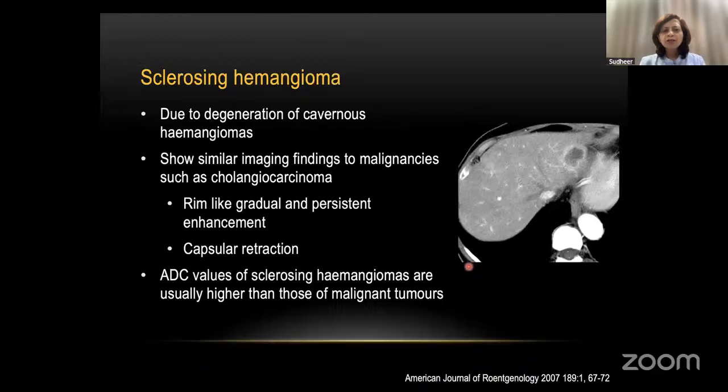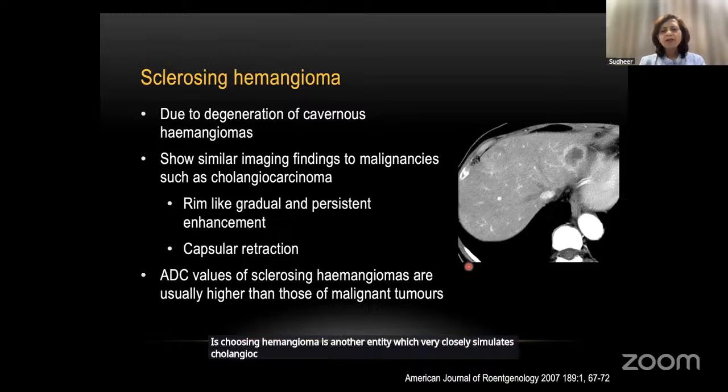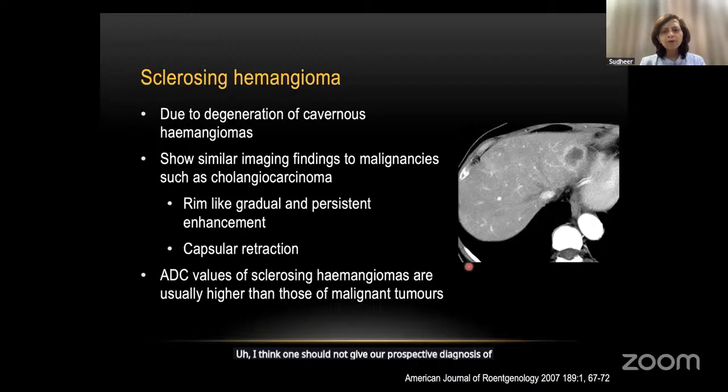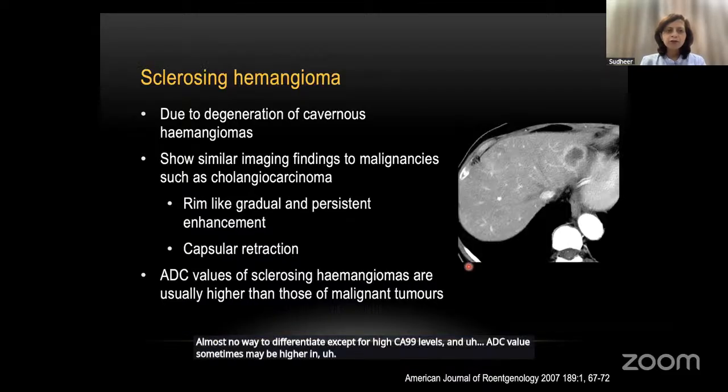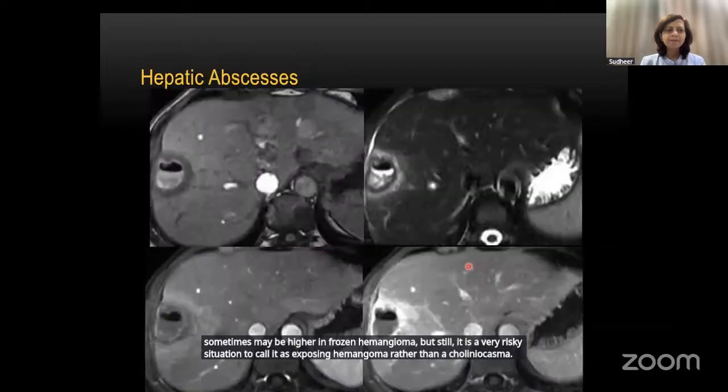Sclerosing hemangioma is another entity which very closely simulates cholangiocarcinoma, but I think one should not give a prospective diagnosis of sclerosing hemangioma because it is much more rare than cholangiocarcinoma, and there is almost no way to differentiate except for high CA19-9 levels, and ADC value sometimes may be higher in sclerosing hemangioma, but still it is a very risky situation to call it as sclerosing hemangioma rather than a cholangiocarcinoma.